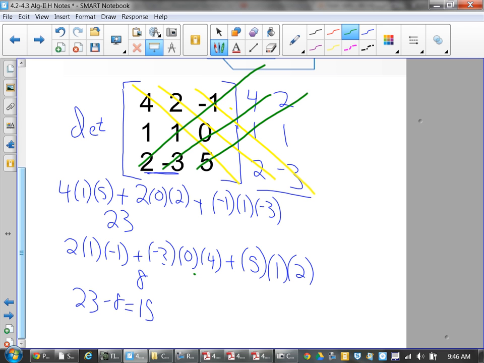Wait, what is a determinant? The determinant is used later. We're just solving for them right now. Oh, okay. The determinant will be used. It's extraordinarily useful.